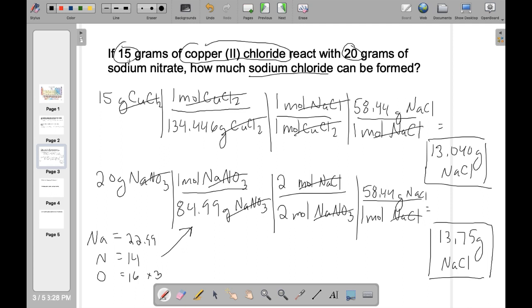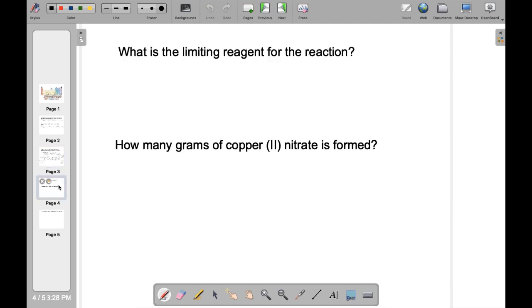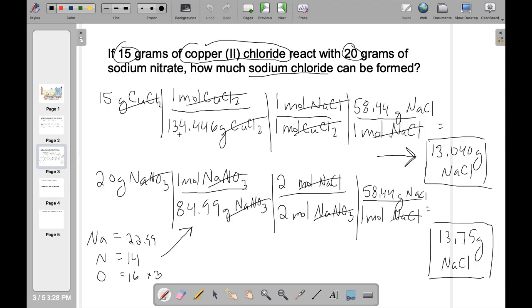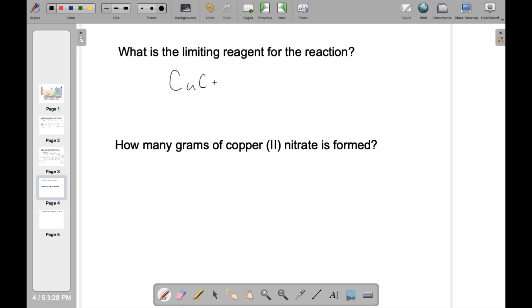Now, if I look at the question, I have 15 grams of this and I have 20 grams of sodium nitrate. So this 15 grams of copper chloride will completely react with this 20 grams of sodium nitrate. This will all be used up. But there will be some sodium nitrate left over. So I can only make this much salt. And if I go down to the next question, it says, what is the limiting reagent for the reaction? The limiting reagent for this reaction is copper 2 chloride. Because it limits how much of the product I can make.